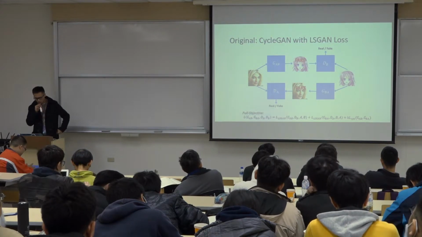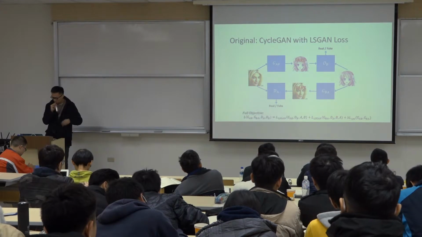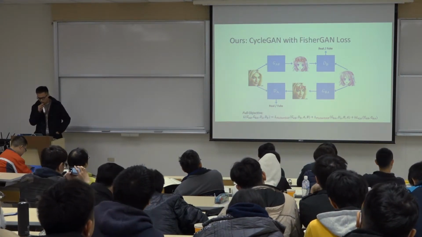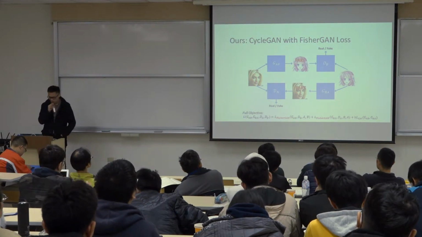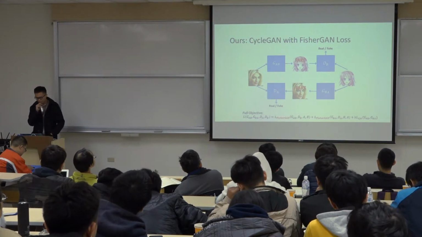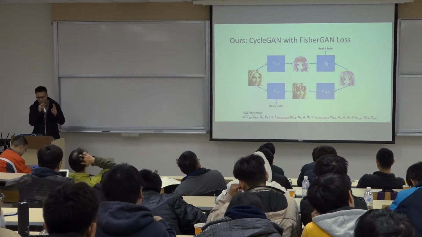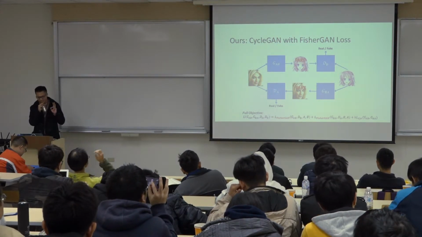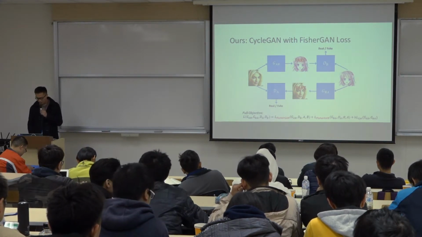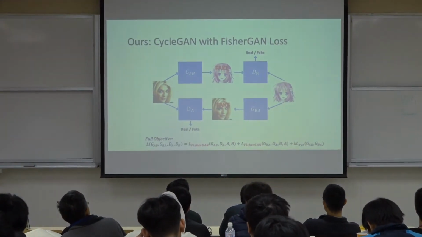Also note that the original CycleGAN uses LSGAN loss. In our approach, we replace the LSGAN loss with Fisher GAN loss, which is a new loss introduced in NIPS 2017. We also tried spectral normalization, which is currently under review at ICLR 2018, and it can make our model more stable.